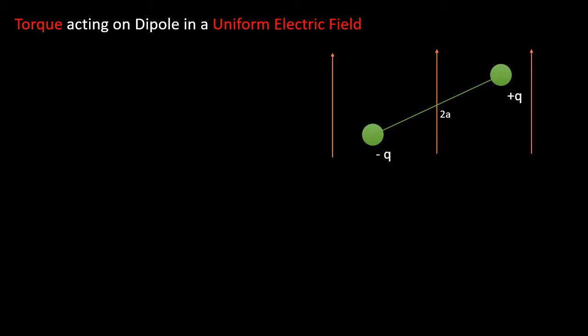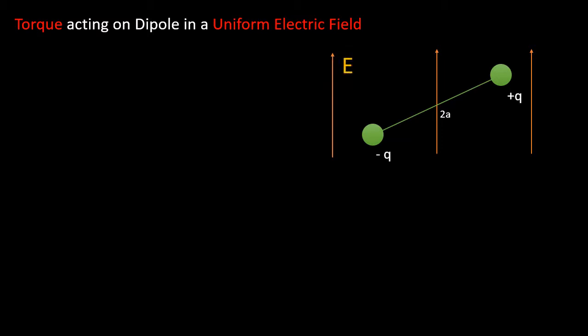हमारा टॉपिक है टॉर्क एक्टिंग ऑन डाइपोल इन ए यूनिफॉर्म इलेक्ट्रिक फील्ड। अब क्योंकि हम डाइपोल की बात करें तो यहाँ पर डाइपोल एक ड्रॉ करना होगा हमें। And this is the dipole which is having two charges, minus q and plus q, separated by a distance 2a. Now we can place this dipole in a uniform electric field.